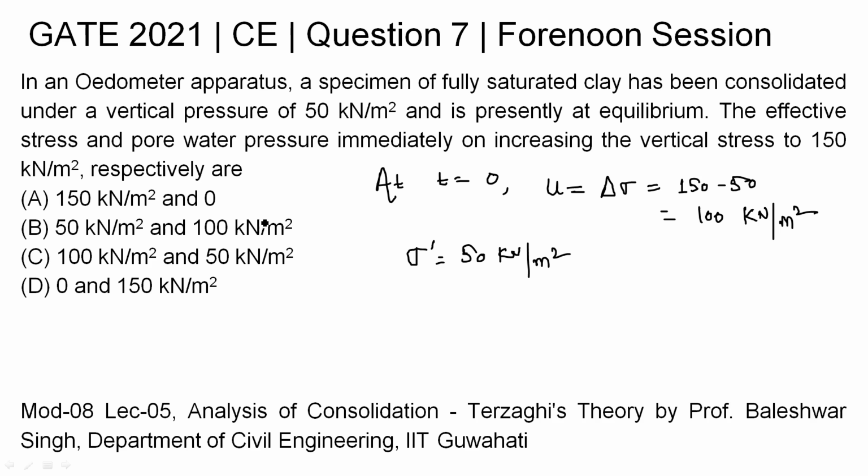Now check the option. Always be cautious with the terms. Here in this question it is asking effective stress and pore water pressure, so you need to check the answer accordingly. Effective stress is 50 and pore water pressure is 100. So your answer will be 50 and 100. So option number B will be your right option.